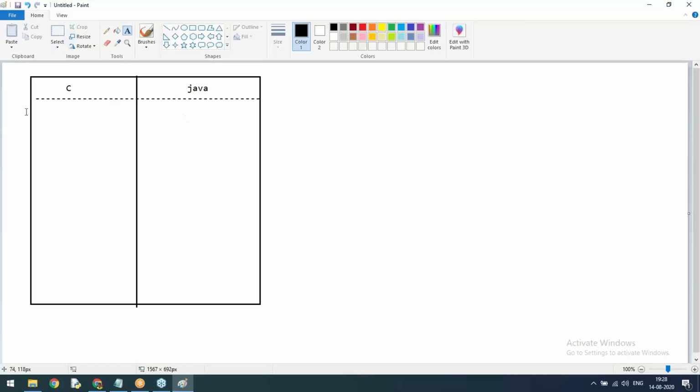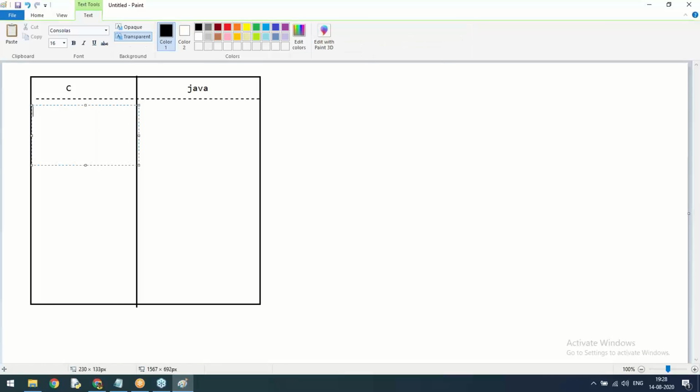So here, tell me, what is the first difference? C is good in performance. It is difficult. I think you already know that. Next, in Java, it is easy.